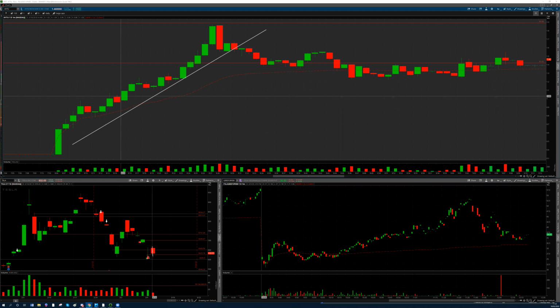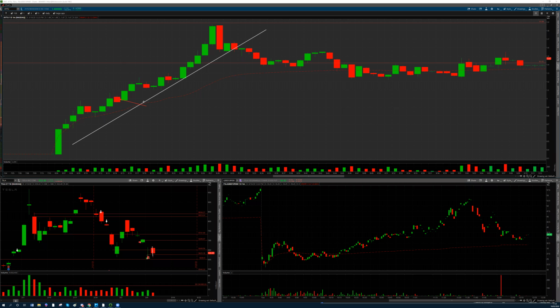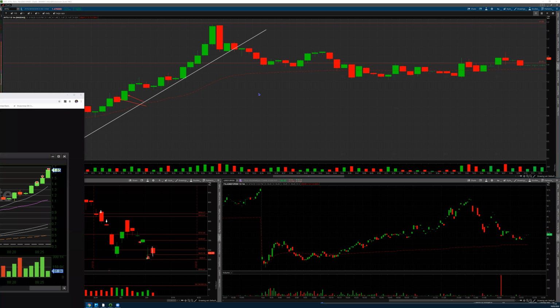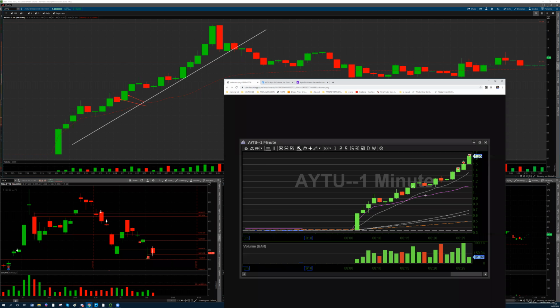So once the $1 level broke on that green candle, the next candle, we got that little red that was stalling, and right on the next candle, when we broke the previous high of that red, that's where I got in long immediately, full size. I mean, one-third of my full size.